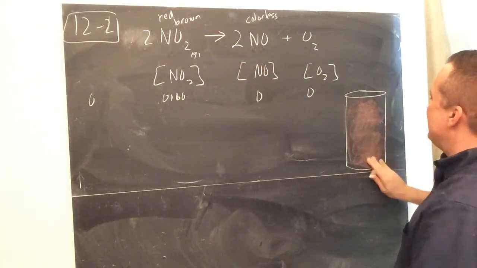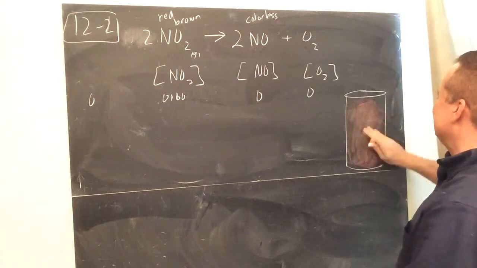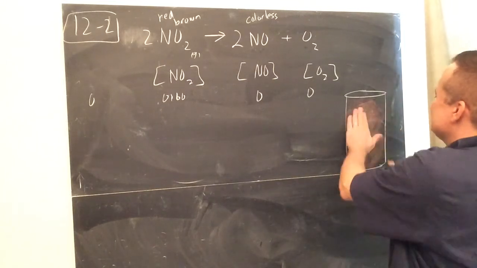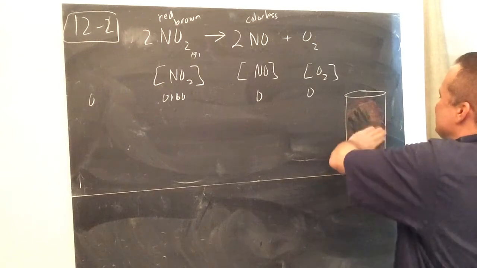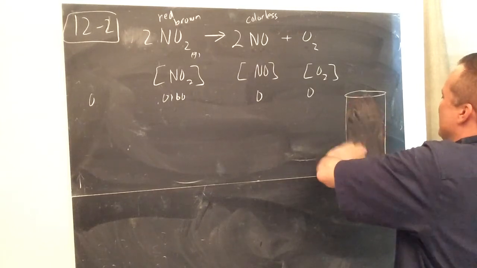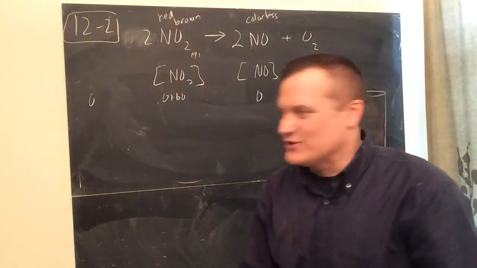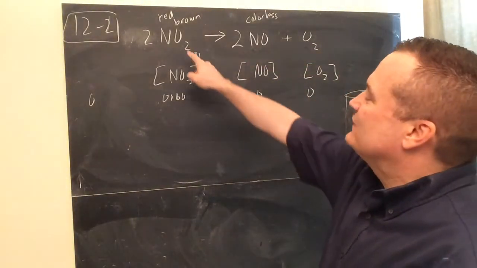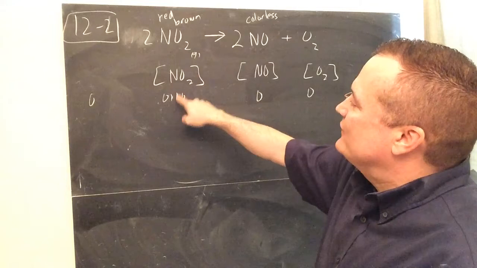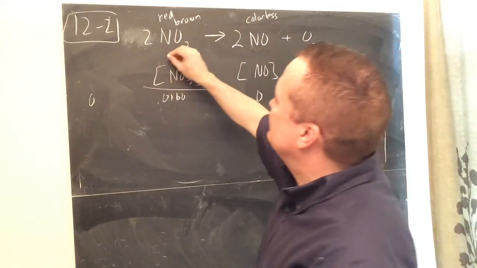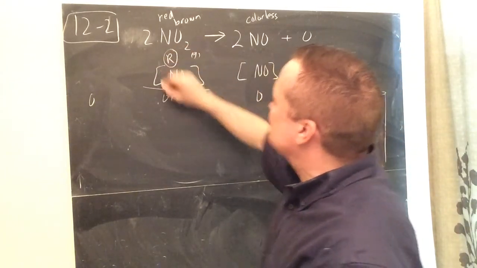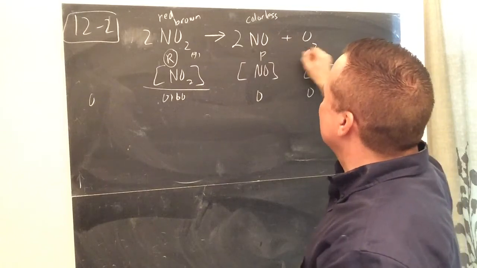As time goes by, is the color getting lighter? It's getting on my hand, I guess. But as time goes by, the color gets lighter and lighter and lighter. Okay, and so you'll know the reaction's occurring. Why is it getting lighter? This one is going down. This is the reactant, R for reactant, and these are products, okay?